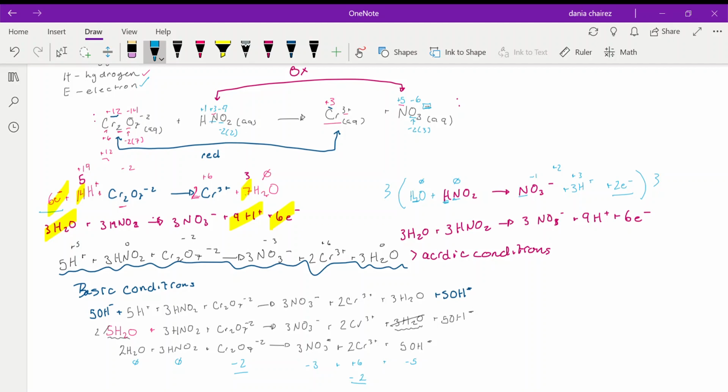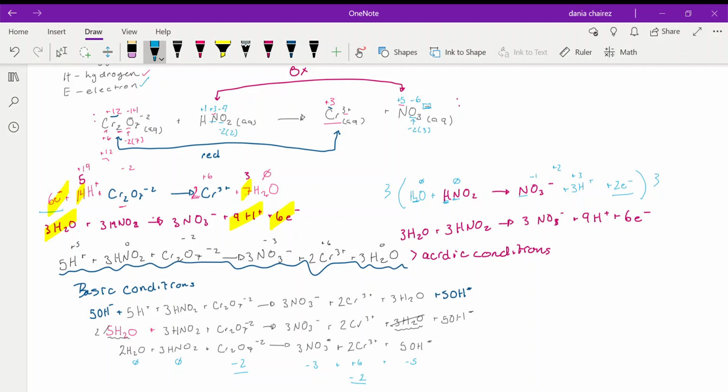So we're done balancing. And like I said, adding OHs is just if the problem tells you it's in basic conditions. You don't have to do it if it's acidic conditions. In acidic conditions, you're done after doing the MOHI. With basic conditions, you add the OH. I know this is a long process to do, but it's not that bad in my opinion.